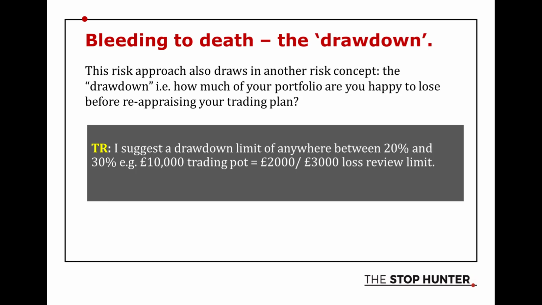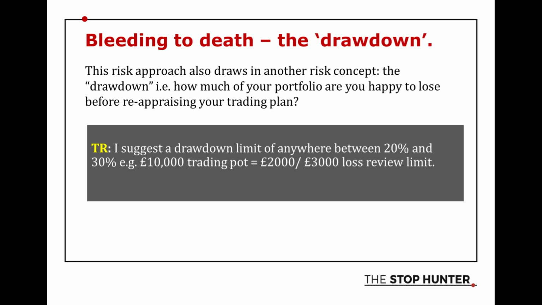Now, this is another bit of terminology you may have heard before, the drawdown. What does that mean? Well, think of it as bleeding to death very slowly. You've started with your 10,000 dollar pot, and you're only losing small amounts over a longer period of time. It's not that noticeable, but eventually it catches up with you and you're sitting on a big loss.